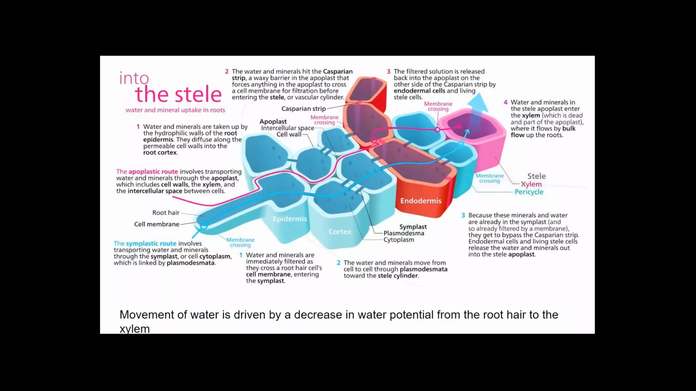The filtered solution is released back into the apoplast on the other side of the Casparian strip by endodermal cells and living stelar cells. Then water and minerals in the stelar apoplast enter the xylem, where it flows by bulk flow up the roots. And water movement up is driven by a decrease in water potential from the root to the xylem.